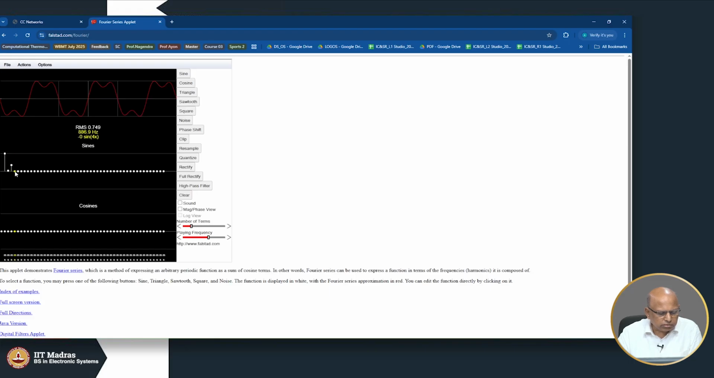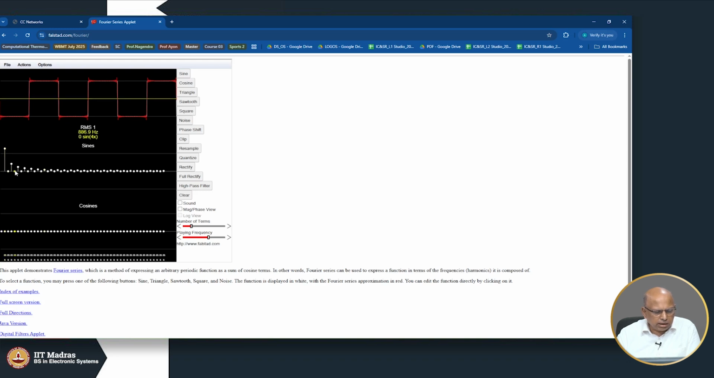Then I can add 1/5, that is 0.2, of the fifth harmonic. And then 1/7 of the seventh harmonic. Okay. So, the more I add, you can see that it is beginning to look more and more like a square waveform. The same thing is illustrated here. Okay. So, this is the sine waveform. The original waveform is a square waveform.